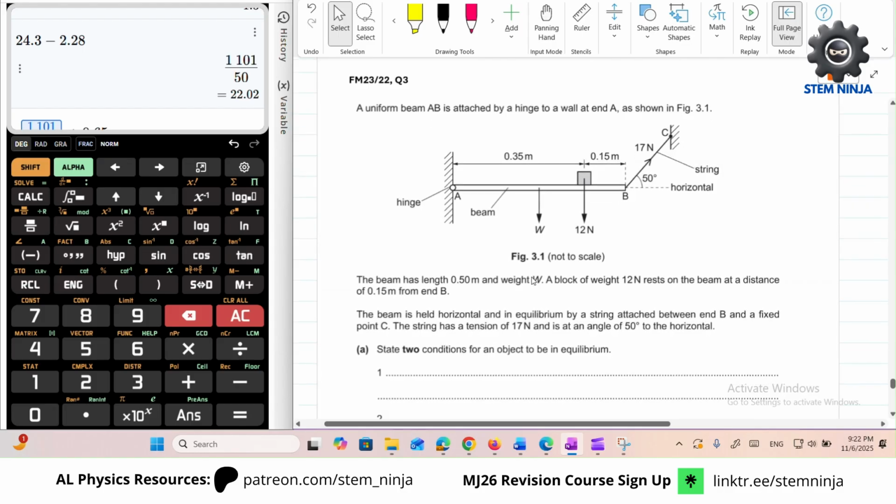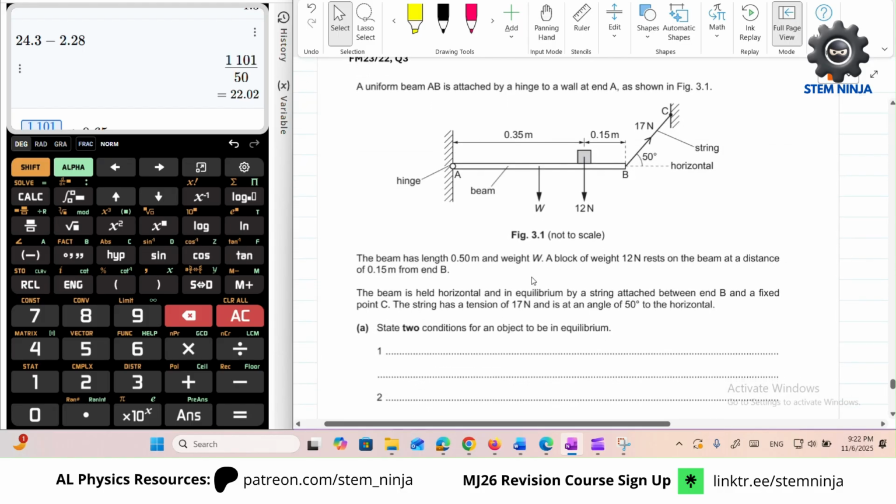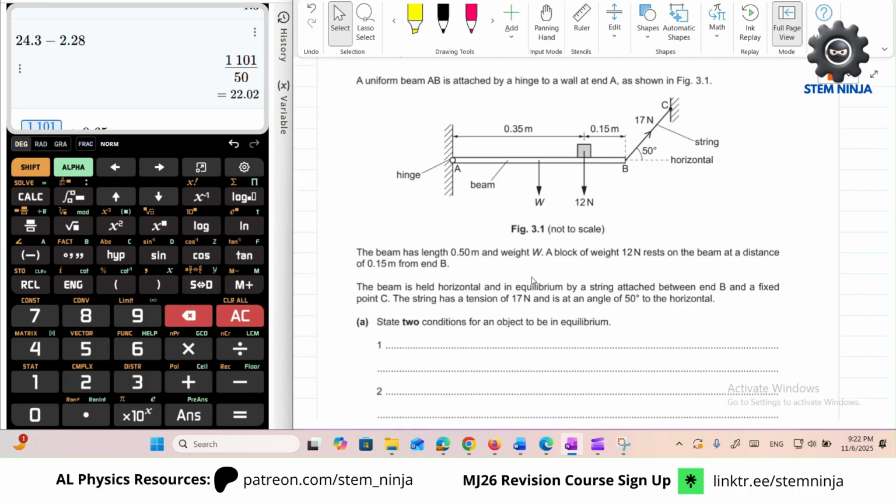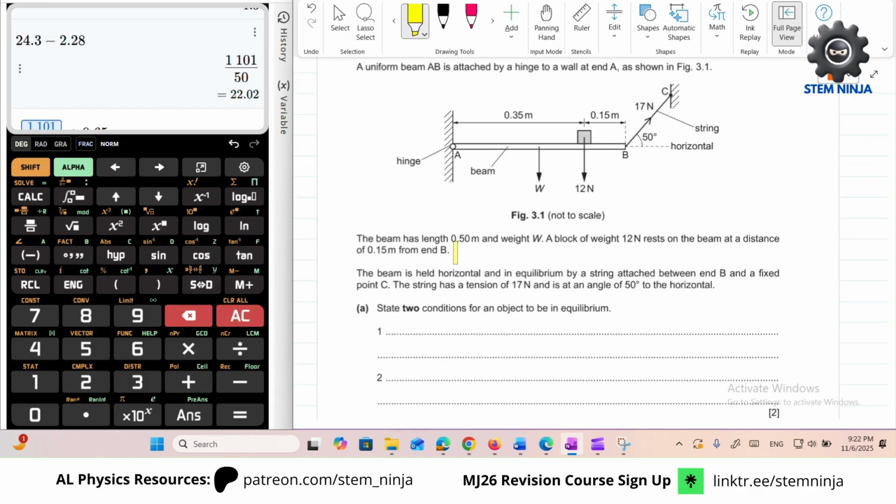Okay. A uniform beam AB is attached by a hinge to a wall at end A. The beam has length 0.5 meters and weight W. A block of weight 12 newtons rests on the beam at a distance of 0.15 meters from end B. The beam is held horizontal and in equilibrium. Again, that means sum of forces, sum of moments is 0. The string has a tension of 17 newtons and is at an angle of 50 degrees to the horizontal. State two conditions for an object to be in equilibrium.